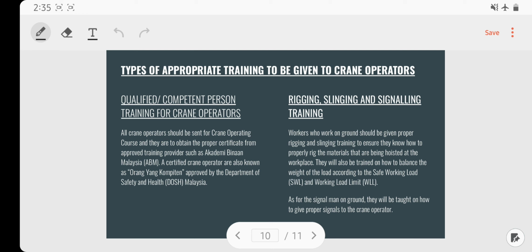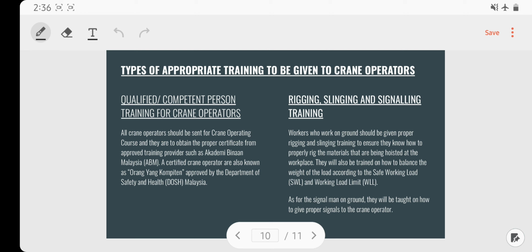They will also be trained on how to balance the weight of the load according to the safe working load and working load limit. These courses are provided by quite a lot of training providers here in Malaysia. One example would also be Academy Binaan Malaysia, and a few other training centers that are available. And then lastly, the signaling training.